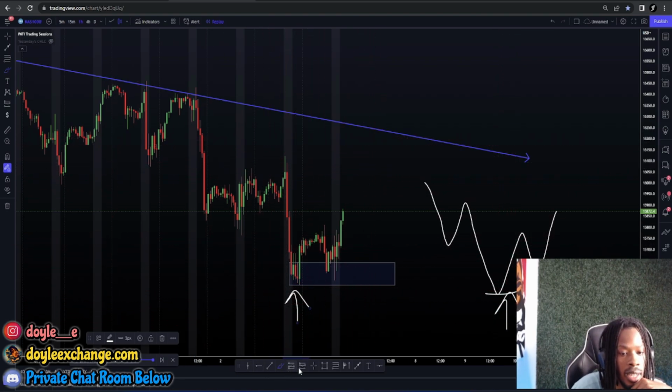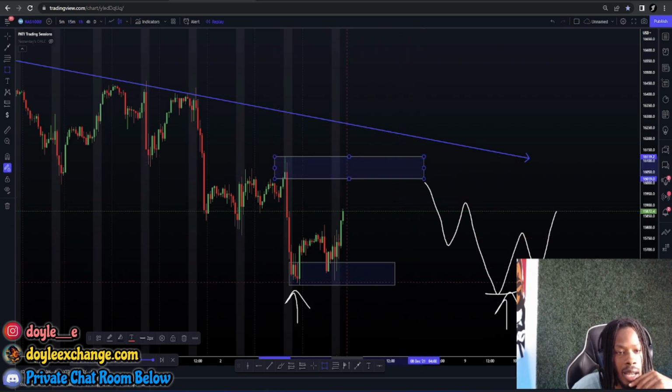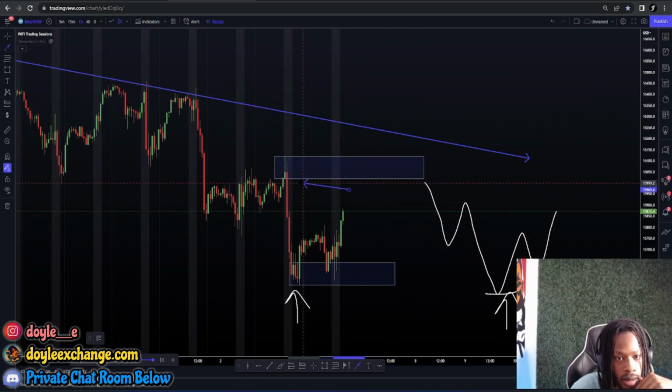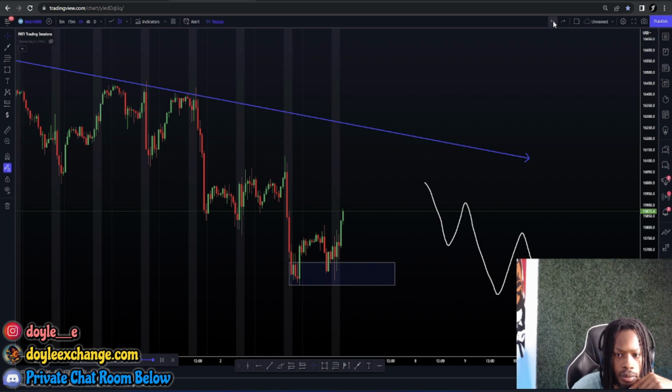And this is also another supply as well. So since we have a supply that's sitting at the top, we have gaps right here that have to get filled. And we're not breaking a low, so we should be going up. So let me take this off.